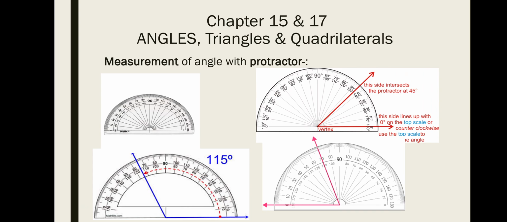Then if it is clockwise, you have to take the outer measurement only, but you have to go from 0 to that. So it will be 70 degrees. Now if you want to measure an obtuse angle, similar to that, if it is in the anti-clockwise direction, then go beyond 90 and read the inner measurement, because for acute angles it is the outer measurement, and for obtuse angles it is the inner measurement.